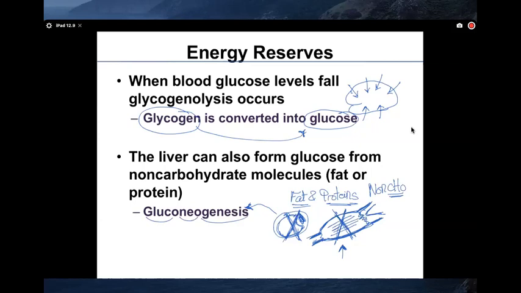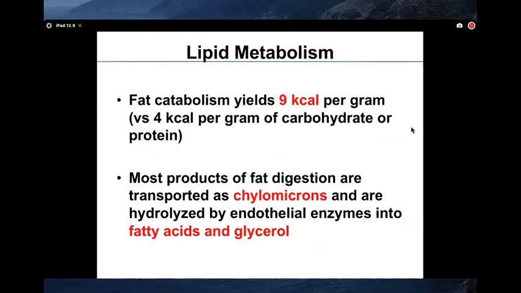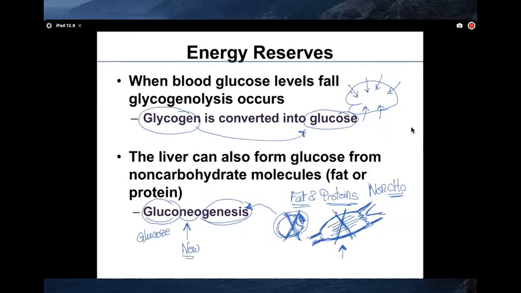Why gluconeogenesis? Genesis again is to create or to form, to produce. And by gluco here, I mean the glucose. So I'm producing glucose. And neo means new. So this is a new glucose that I'm producing. Why is it new? Because simply it hasn't been a carbohydrate before.